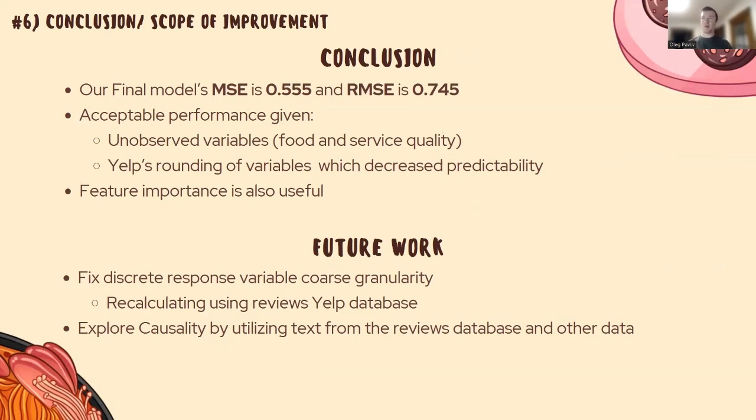As a conclusion, our final model has an MSE of about 0.5. If we take the root, that's about a 0.7 mean difference between our predicted and the actual true values as observed on the test data. We believe this is acceptable because there are some unobserved variables such as food quality and service quality, and also Yelp's rounding of the variable. In the future, we would like to fix this rounding issue of Yelp by calculating our own review ratings using the user database, and also explore causality from the text.